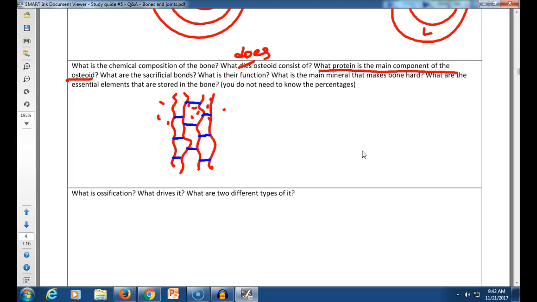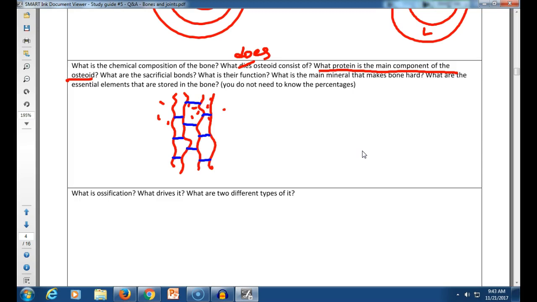They're supposed to break. So when bone experiences certain forces, those fibers break and they dissipate the energy that would otherwise break the bone. Okay?